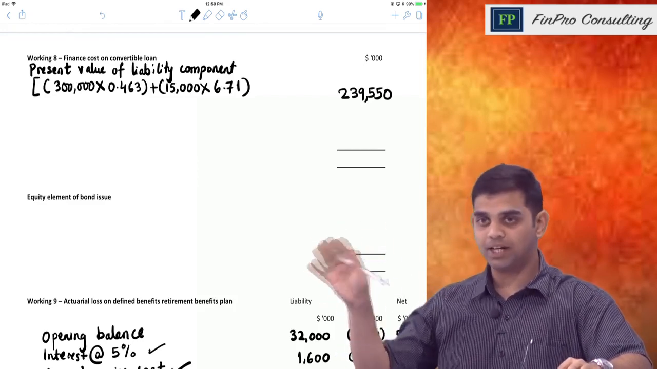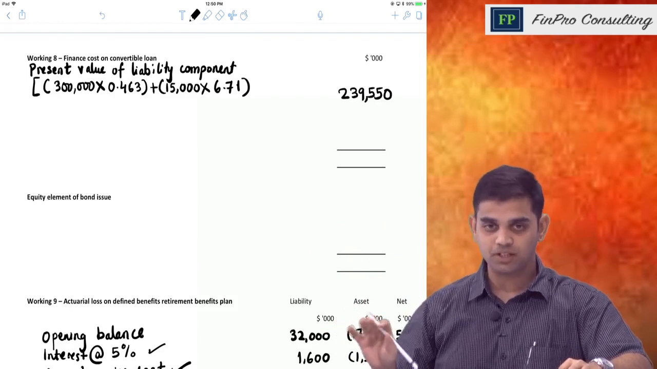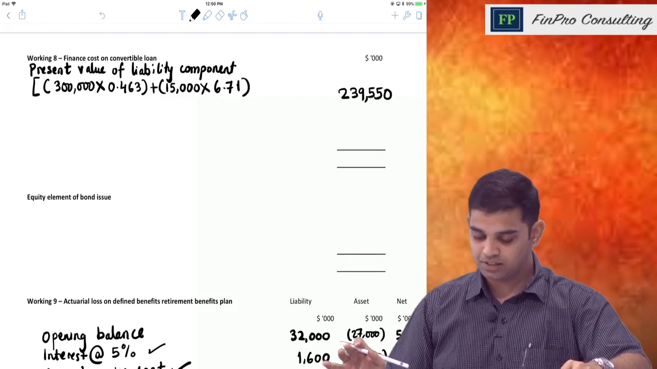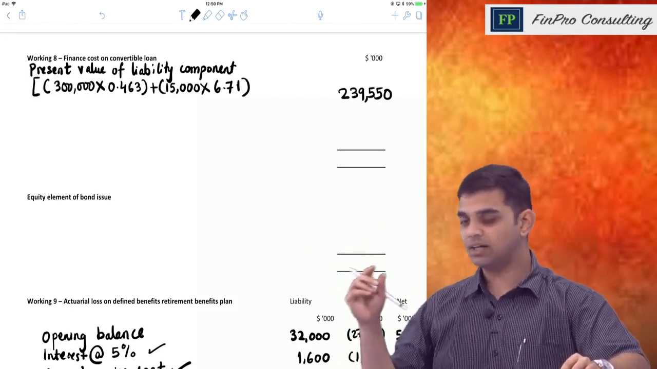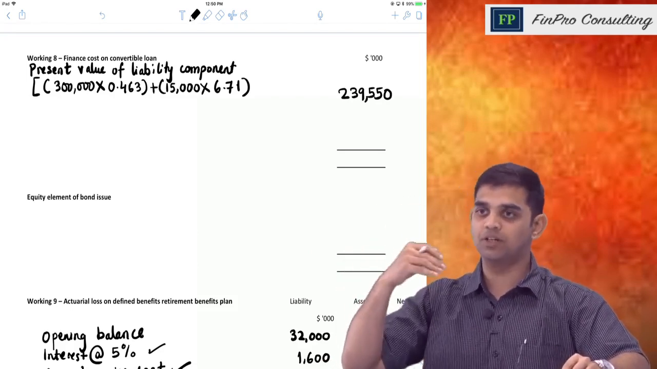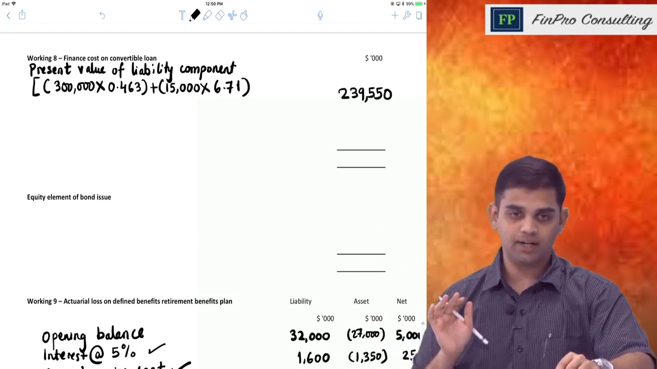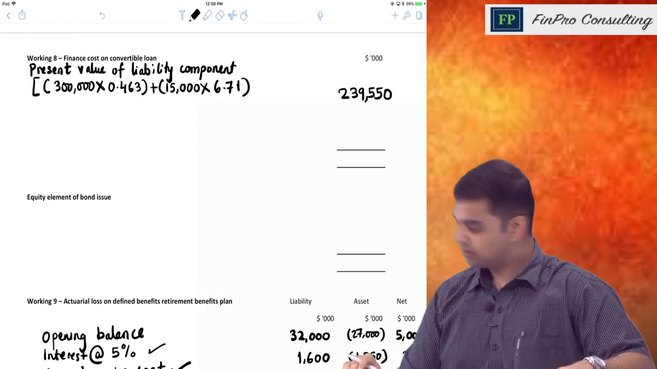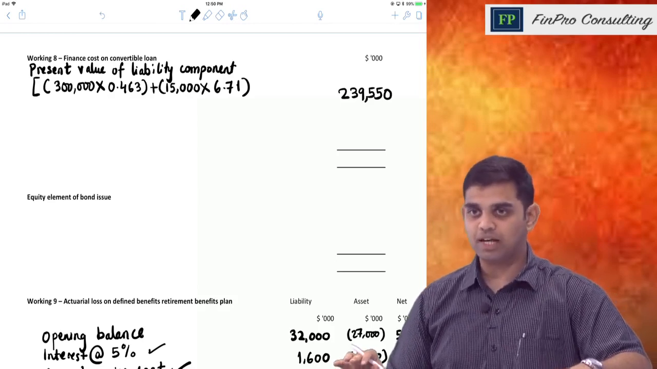300,000 is payable at the end of 10th year, so 0.463 is the discount rate for that, and 15,000 is payable every year in arrears. So if you just add the discounting rate for the respective years from 1 to 10, you will end up having 6.71. Right? So 239,550 is the liability component.